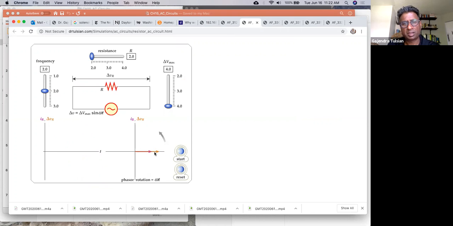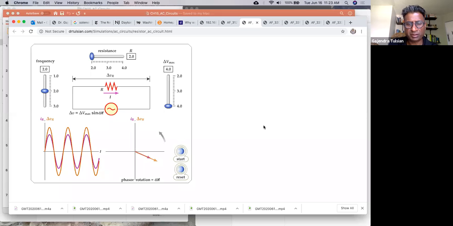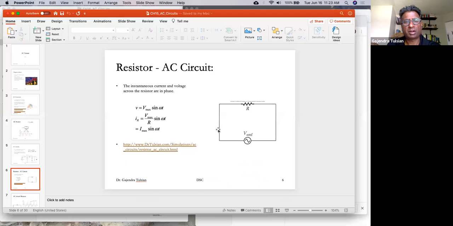This will be very useful later. Otherwise, there might be solutions to problems where you might have to solve differential equations, but using these phasors, you can avoid that. So these phasor vectors rotate at an angular speed of omega, and their y components give you the instantaneous value of the current and the voltage across your circuit. Right now this is fairly simple.